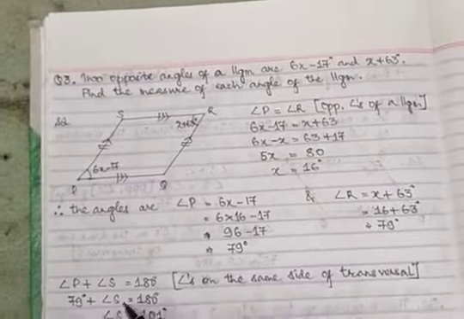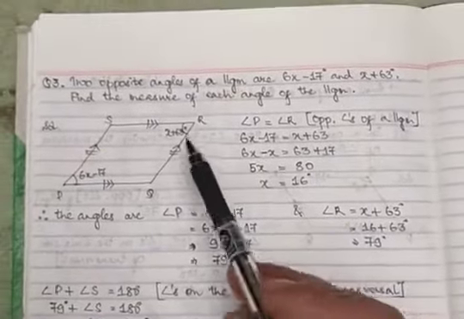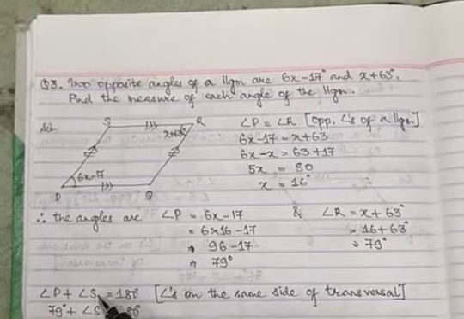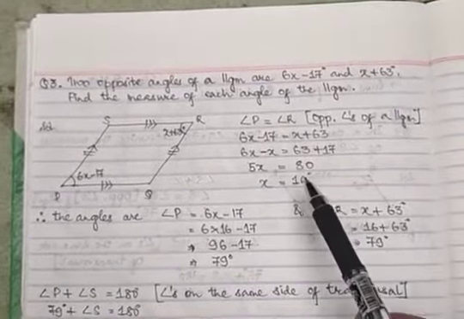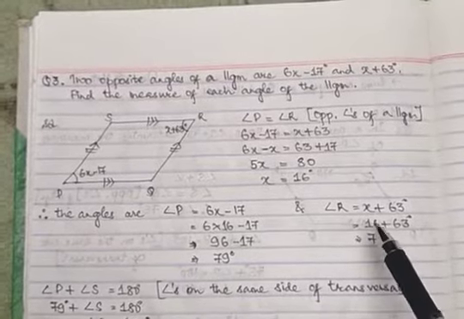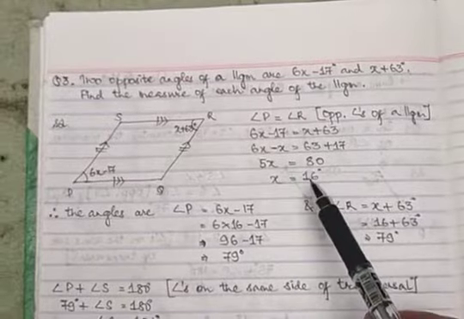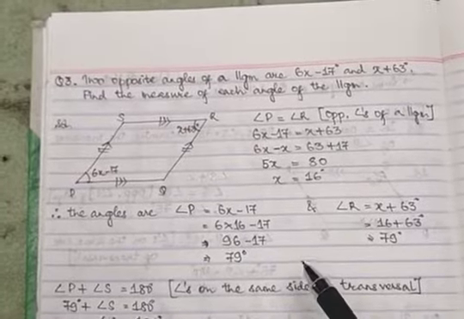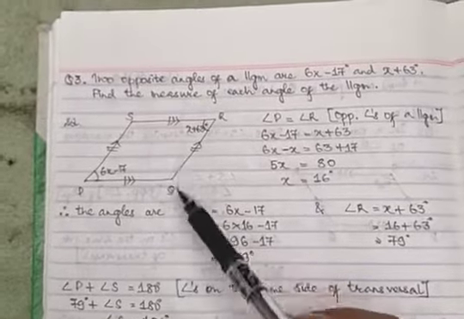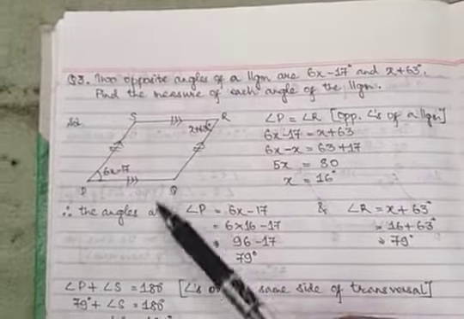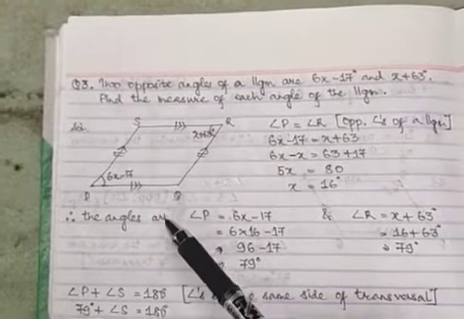Just in case, if you want to cross-check your answer, you can substitute in the term where angle R was given. Angle R was given as x plus 63, isn't it? So there I substituted x with 16, 16 plus 63, and I got my result as 79. So I am double sure that my answer is correct. Now simple, what I need to find is angle S and angle Q. We know that these two angles are equal, but we still haven't got the value of the angle. We need the exact values.